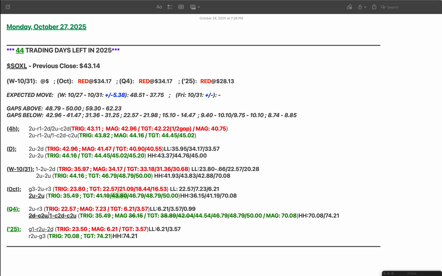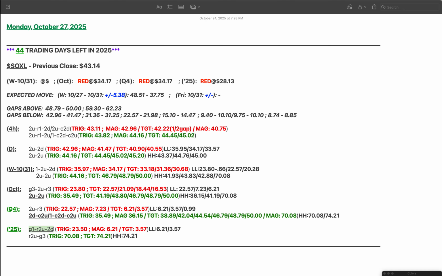On the quarter perspective, again, we've triggered that 1-2 combo, 2 up, combo 2 down. As long as we're above that 36.15, magnitude is 70.08, and we were able to knock off another target this week, the 42.04. So we've knocked out a couple of targets, still continuing to work our way up. The main thing is we want to stay above that 36.15 level.